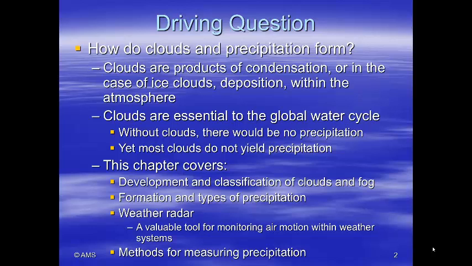So in this lecture we'll cover the development and classifications of clouds and fog, the formation and types of precipitation, weather radar, and methods for measuring precipitation.